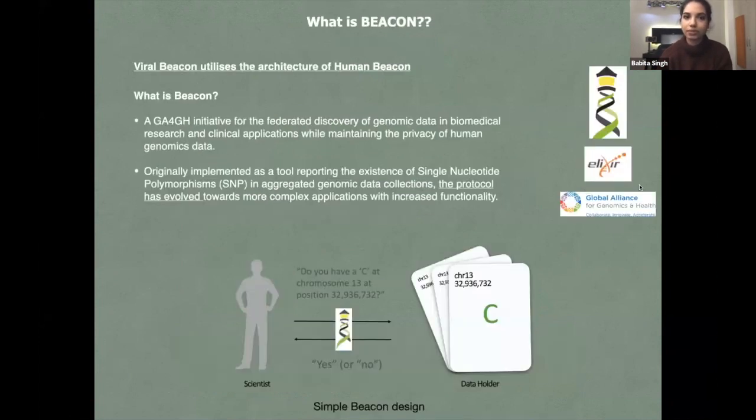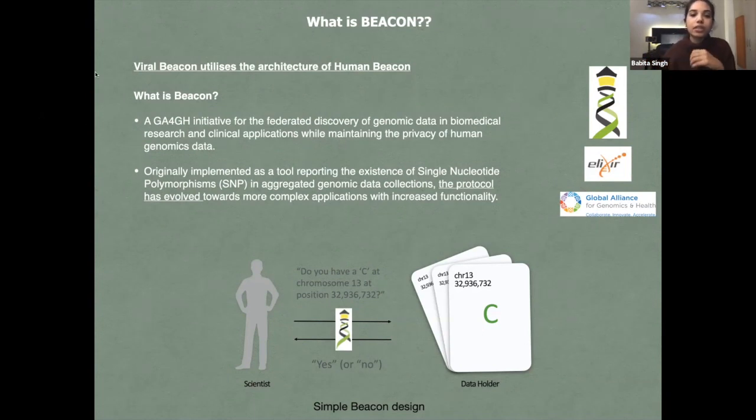So Beacon is because Viral Beacon's structure or architecture is based on this human Beacon. This Human Beacon is an initiative by GA4GH, basically to share private human genomics data that is not shareable, mostly in hospitals and clinics, for example. This data is generated and it stays there because we don't know how to share it given the GDPR issues and this federated model. So what happens is that it doesn't reach, for example, researchers where it can be utilized further.